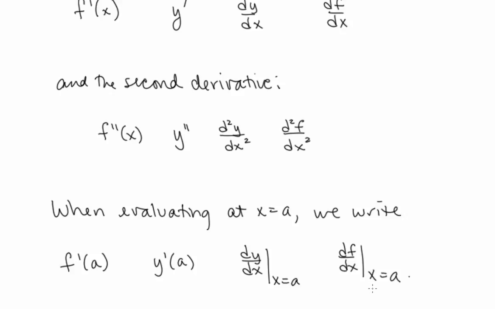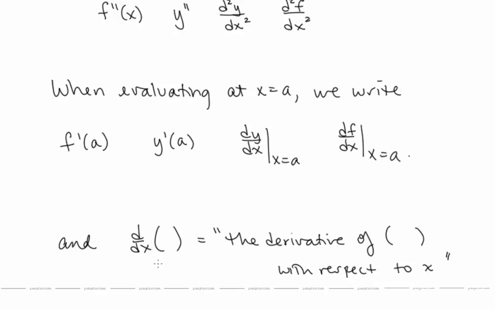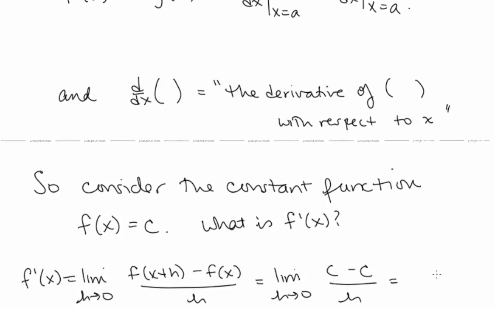We also saw the differential operator d by dx, which means we're taking the derivative of whatever's inside the parentheses. So we read this as the derivative of whatever's inside the parentheses with respect to x. And this is going to be a very useful notation for us as we go through the basic differentiation formulas in this lesson. So let's start with the constant function, f of x equals c.